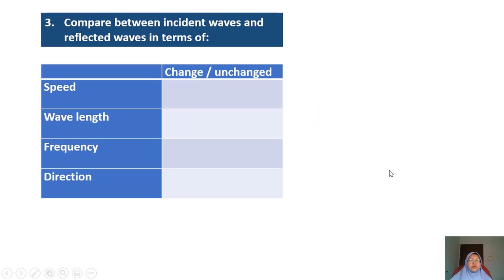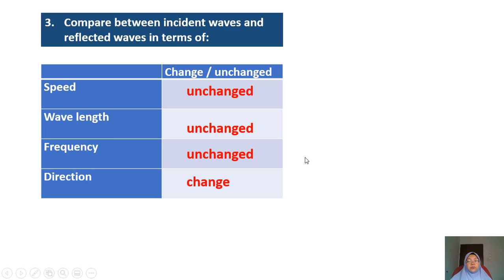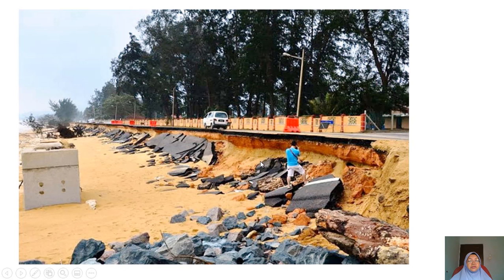Now compare the incident wave and the reflected wave in terms of speed before and after reflection. Speed is unchanged because the depth is equal. Wavelength is also unchanged. Frequency is also unchanged because it is the same motor with the same frequency, but the direction will change. So this is the characteristic of the reflected wave.